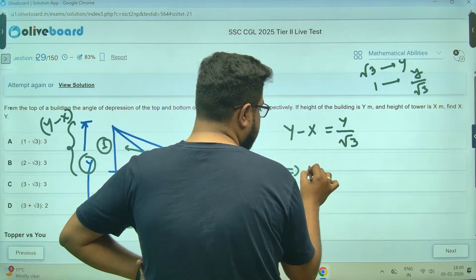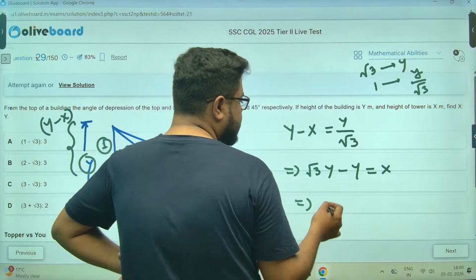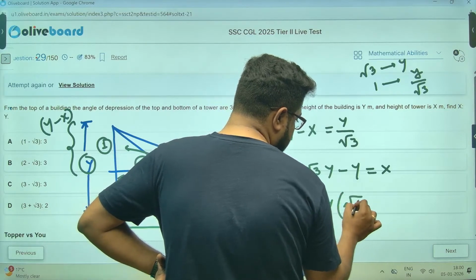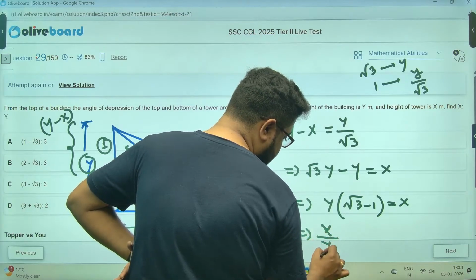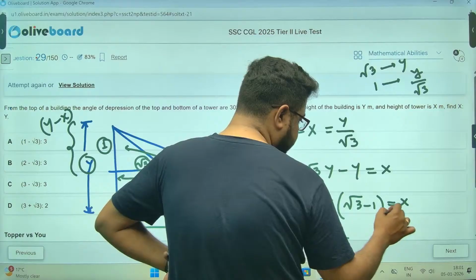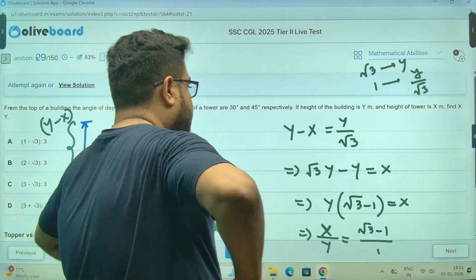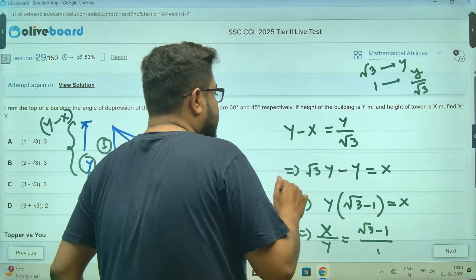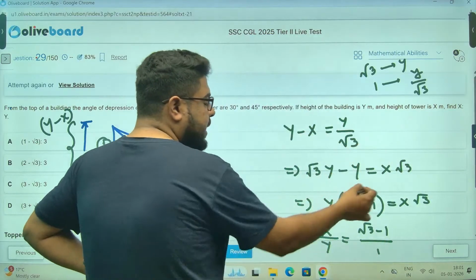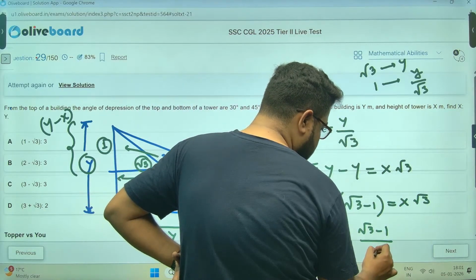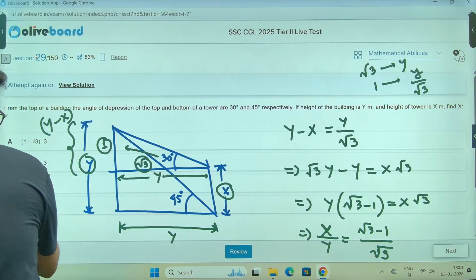So you just multiply, root 3Y minus Y equal to X. So y common, root 3 minus 1 is equal to X, sir. So X by Y is going to be root 3 minus 1 by 1, right? I have done a little mistake. This will be root 3X, because root 3 will get multiplied to this as well. So this will be root 3 here. Root 3 minus 1 by root 3. Sir, option C will be the answer.